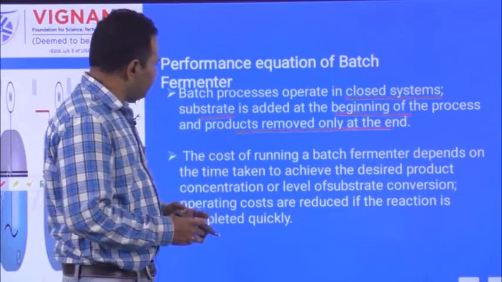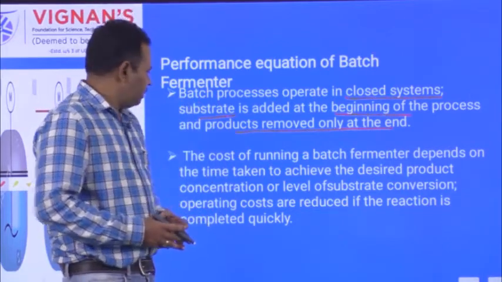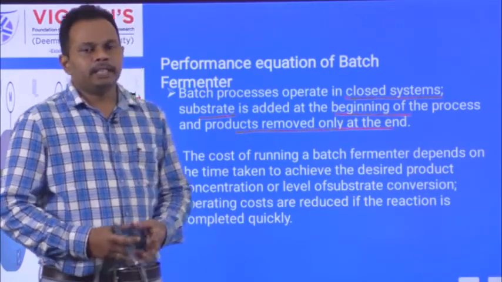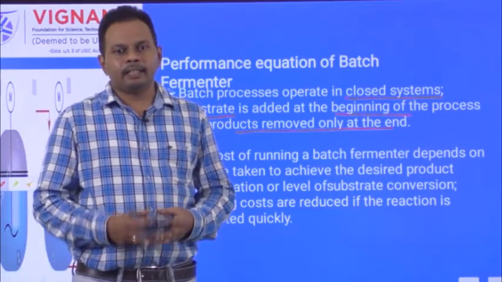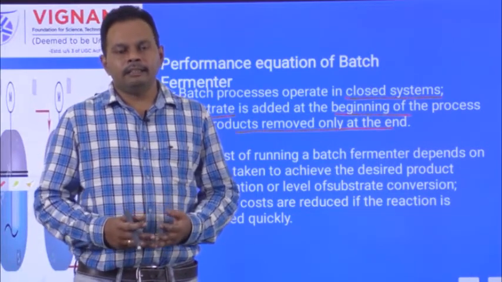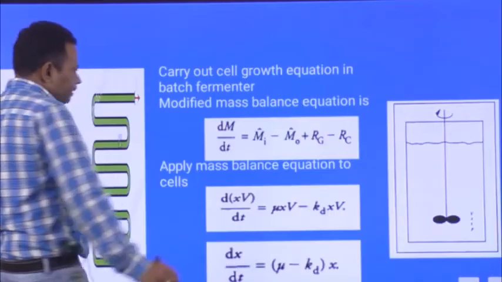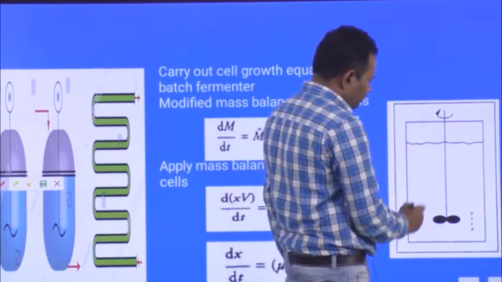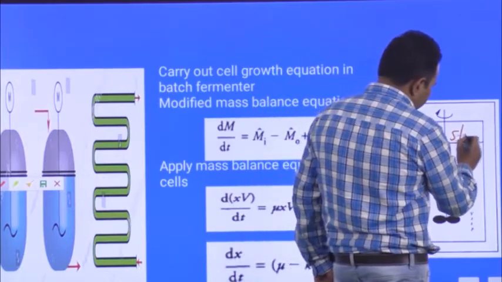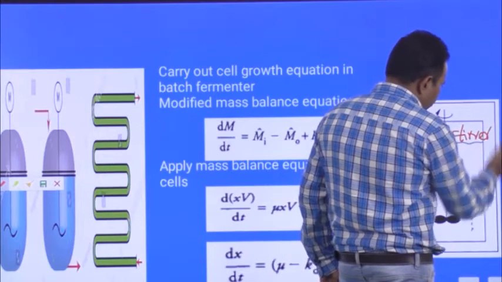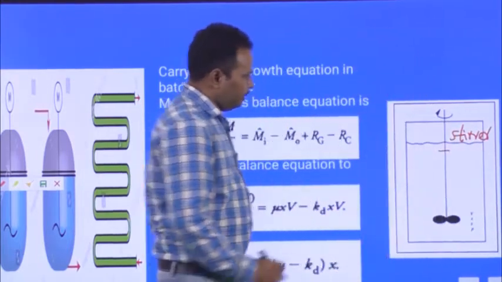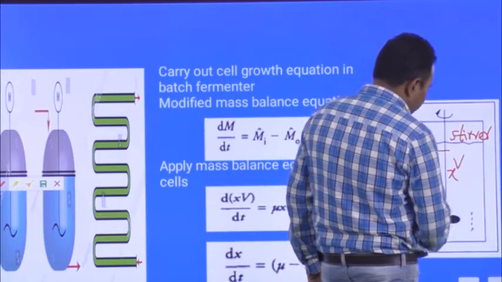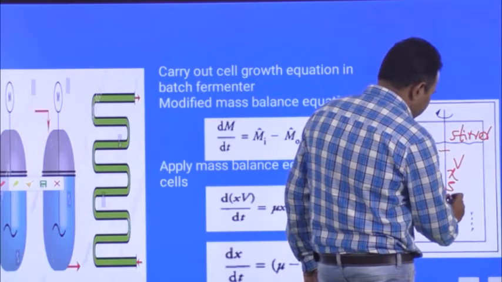So the cost of running a batch fermenter depends on the time taken to obtain the desired product concentration or to reduce the desired level of the substrate conversion. We have a batch fermenter which consists of a stirrer or impeller for uniform mixing of the contents within the batch fermenter. Here V is the volume of the reaction mixture, X is the cell concentration, S is the substrate concentration and P is the product concentration.